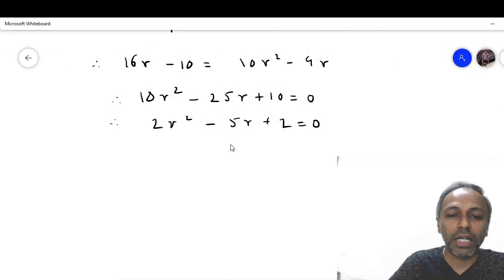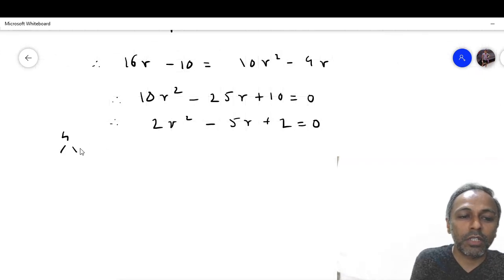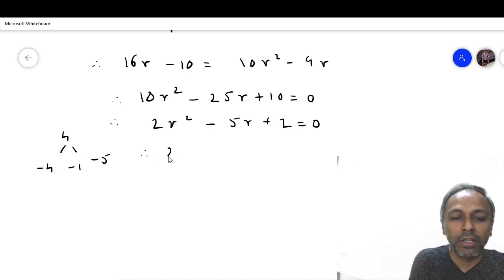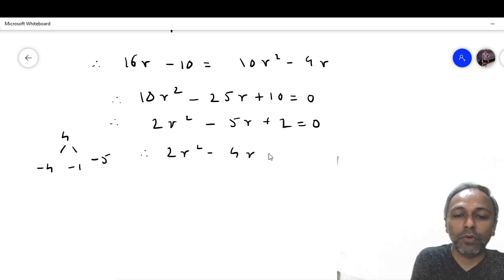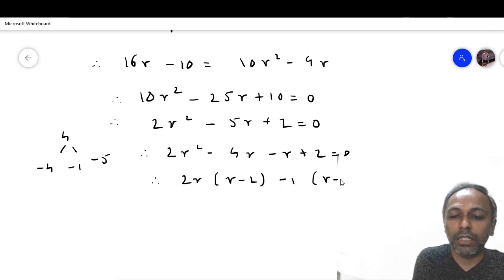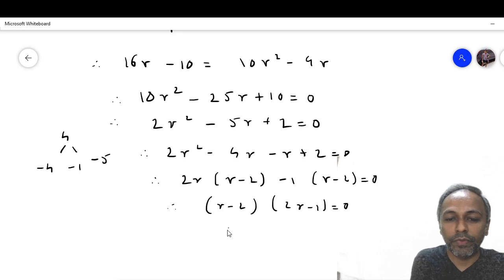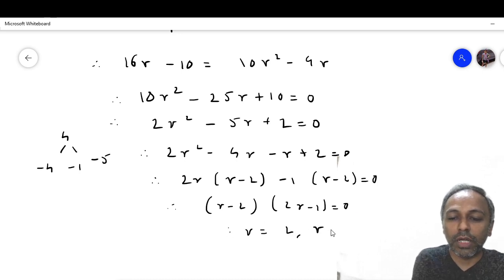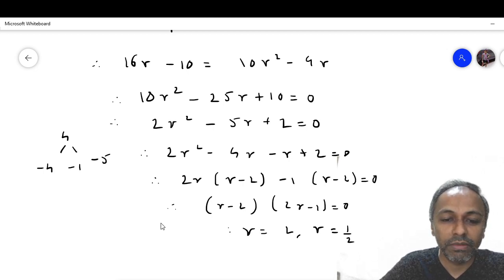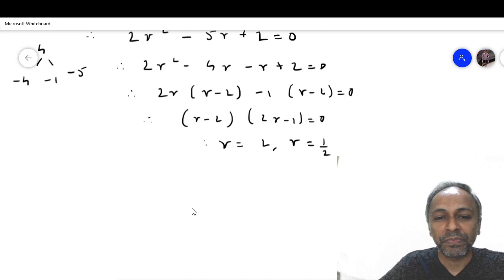Let us factorize this quadratic by splitting the middle term. Product is 4 and middle term is minus 5. So factors are minus 4 and minus 1. So you get 2R square minus 4R minus R plus 2 is equal to 0. 2R, R minus 2, minus 1, R minus 2 is equal to 0. We get R minus 2, 2R minus 1 equal to 0. So R is 2 or R is half. There is nothing said that R can't be a fraction. So we have to accept both values.